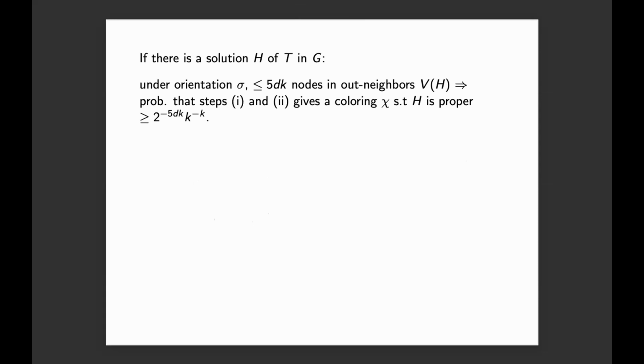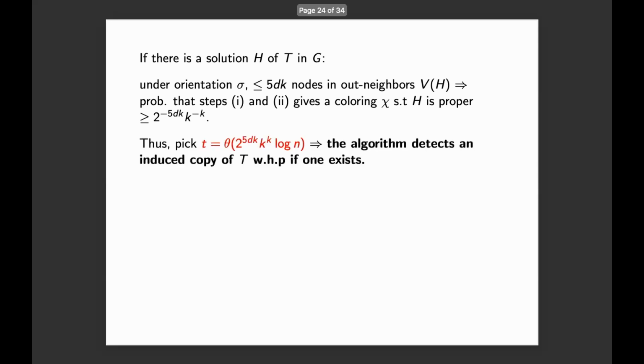So the probability that we can find the coloring in G, which is proper, is at least 2 to the minus 5dk times k to the minus k. So it's enough to take T as 2 to the 5dk times k to the k times log n, and then we have an algorithm to detect an induced copy of T with high probability also.